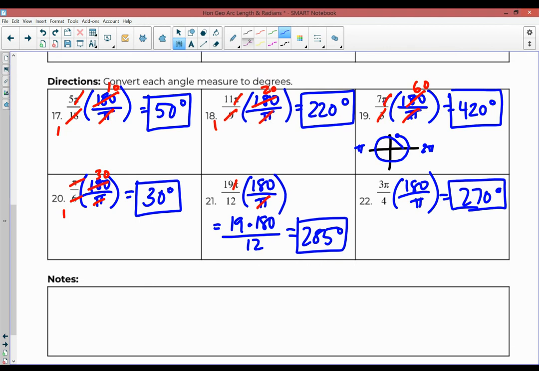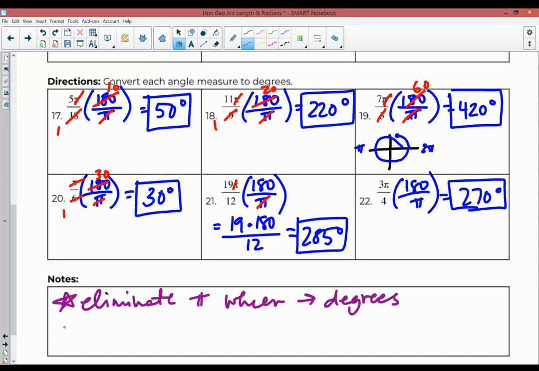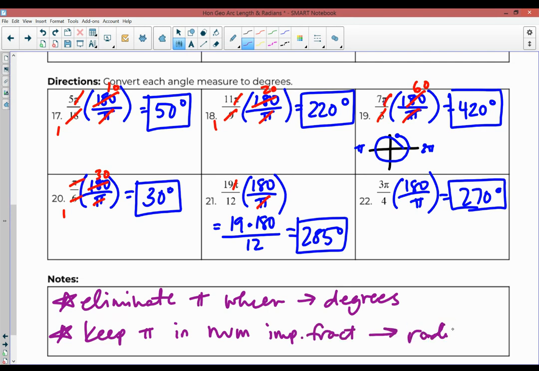All right, so we want to eliminate pi when converting to degrees, and we want to keep pi in the numerator with an improper fraction when we convert to radians.